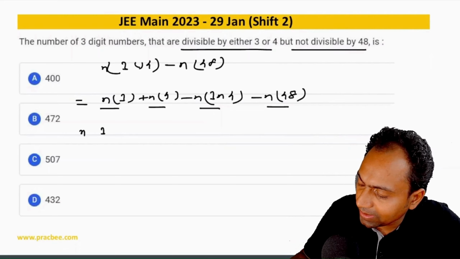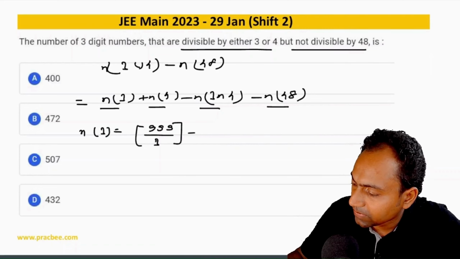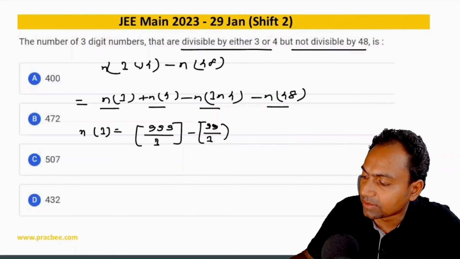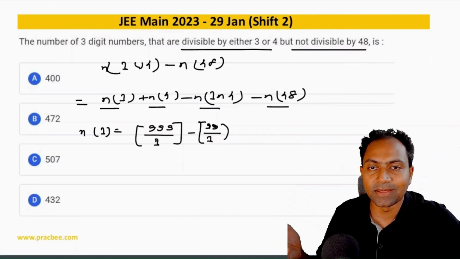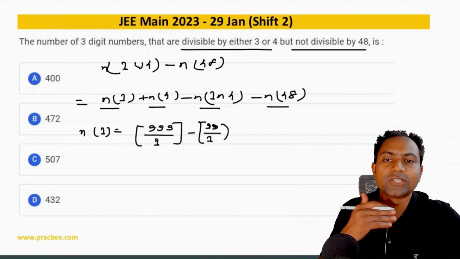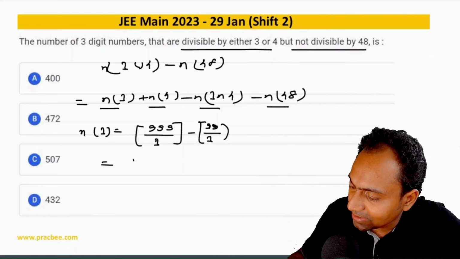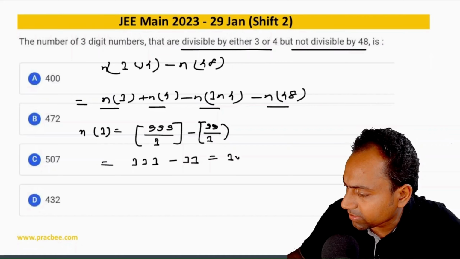So if I want to find n of 3, that would mean if you take 999, that is the highest 3-digit number, and divide it by 3, take the greatest integer function, then take 99 and divide by 3. What we are doing is counting all the numbers smaller than or equal to 999, and then removing the 2-digit numbers divisible by 3 from that. So what you are getting from here is nothing but 333 minus 33. It comes out to be 300.